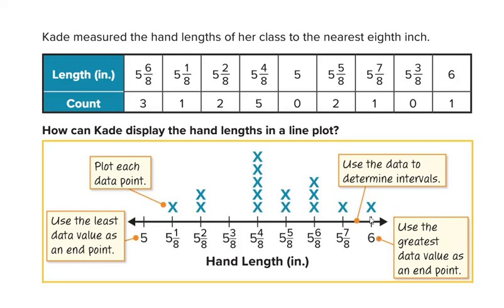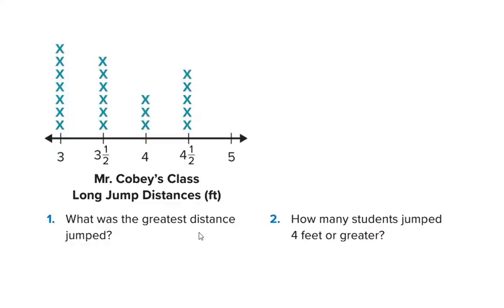The biggest hand in the class was 6 inches long. The shortest hand in the class was 5 and 1/8 inches long. One kid had a giant hand, one kid had a small hand, and everybody else had a hand that was in between. Okay, so anyway, let's take a look at another one right here.